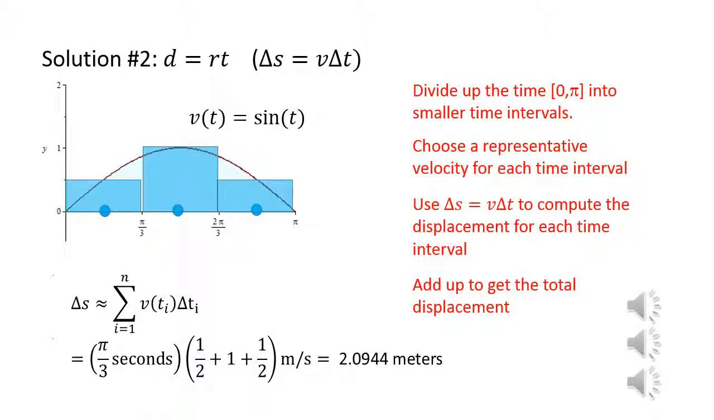But also, solution number 2 suggests to our minds a really interesting idea. The net signed area under the velocity curve is the displacement. And the antiderivative of the velocity is also the position. And this suggests that there might be a really deep connection between areas and antiderivatives. We will study that connection next week.